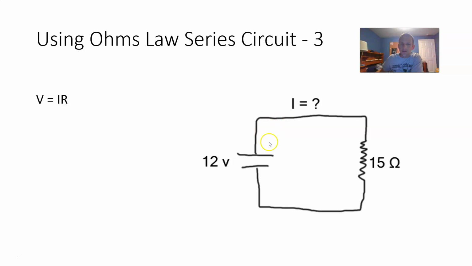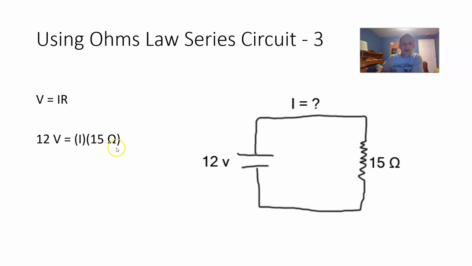Another series circuit. Now this time we don't know I. We don't know what the current is. We know that we have a 12 volt battery. We know that we have a 15 ohm resistor. And we just plug in what we know. 12 volts is going to equal the current, which is I. Leave it as I because we don't know what it is. That's an I, not a 1. And 15 ohms as our resistance.